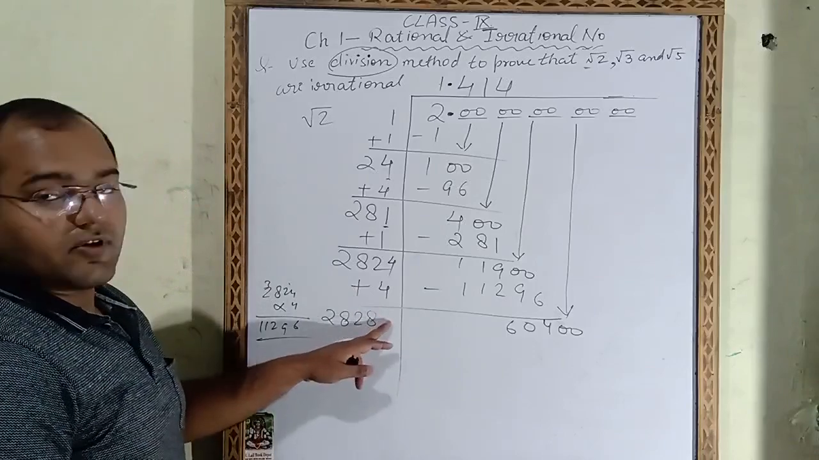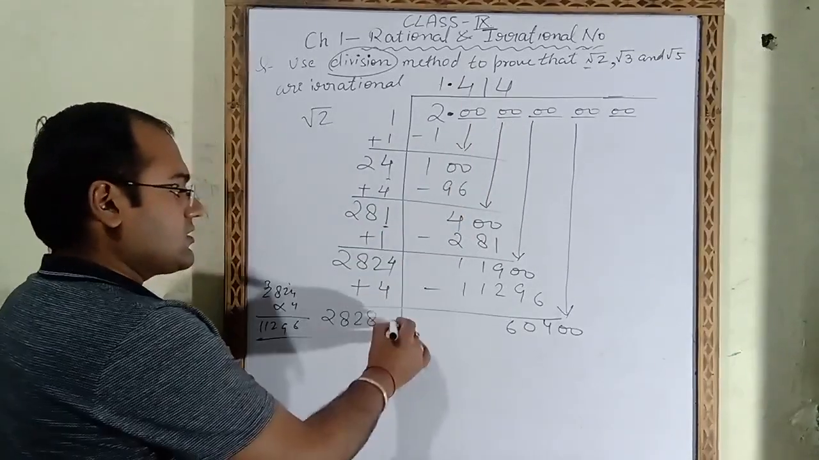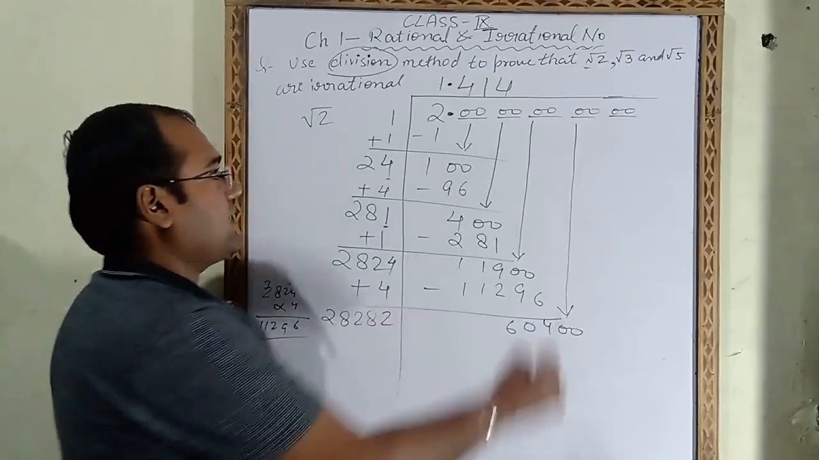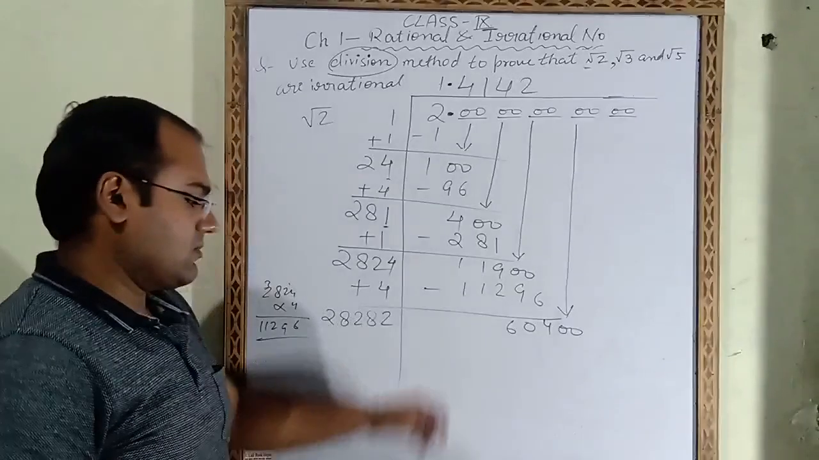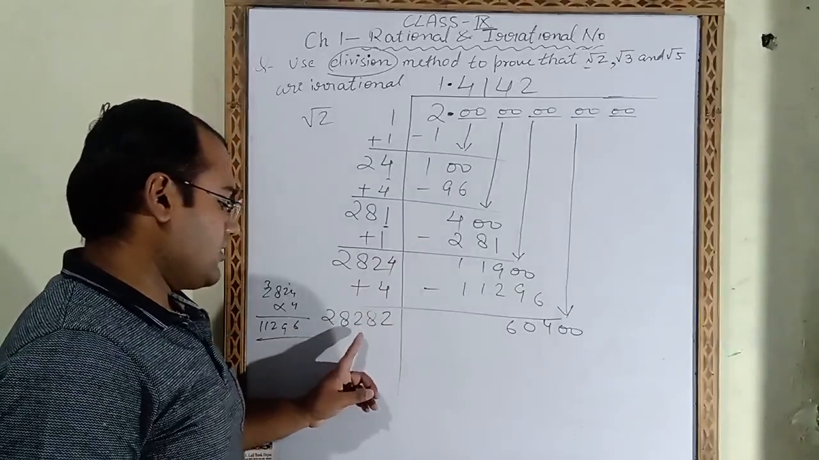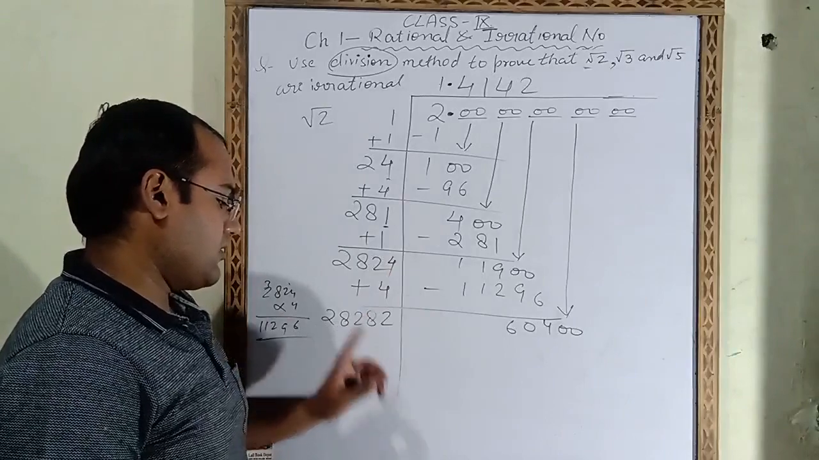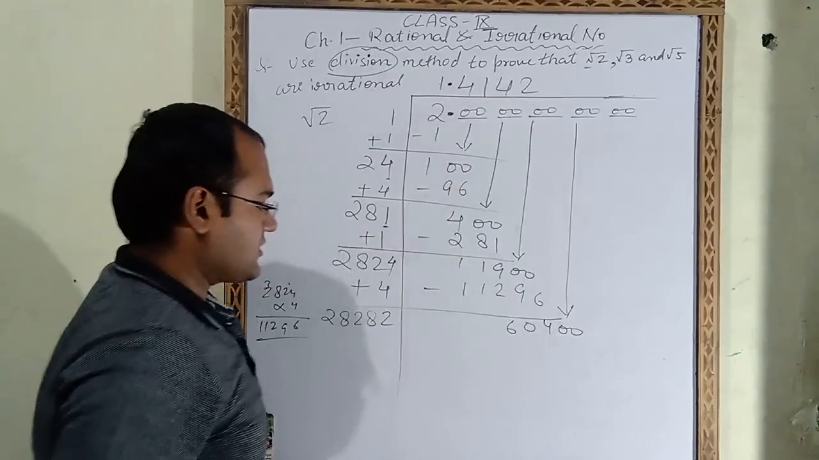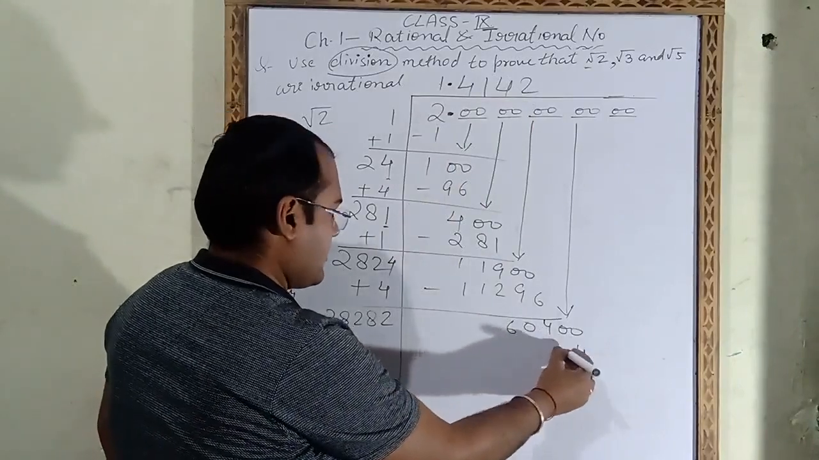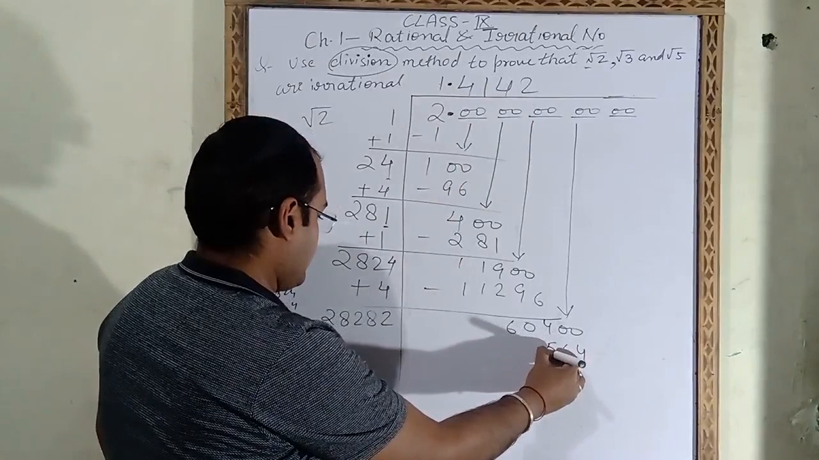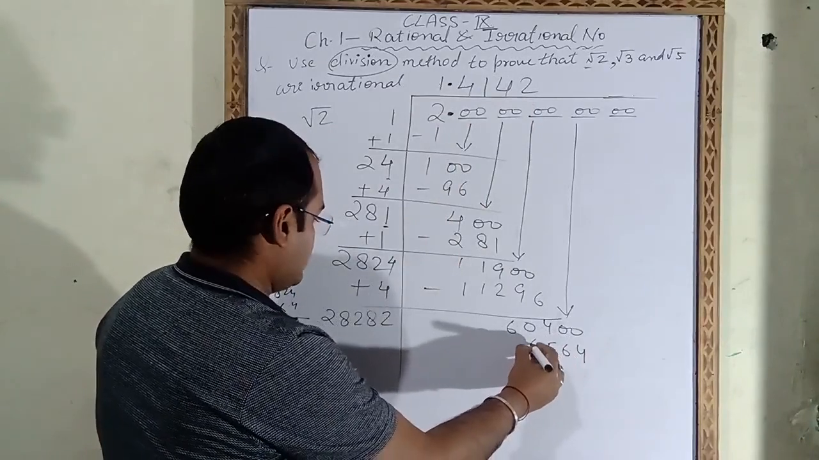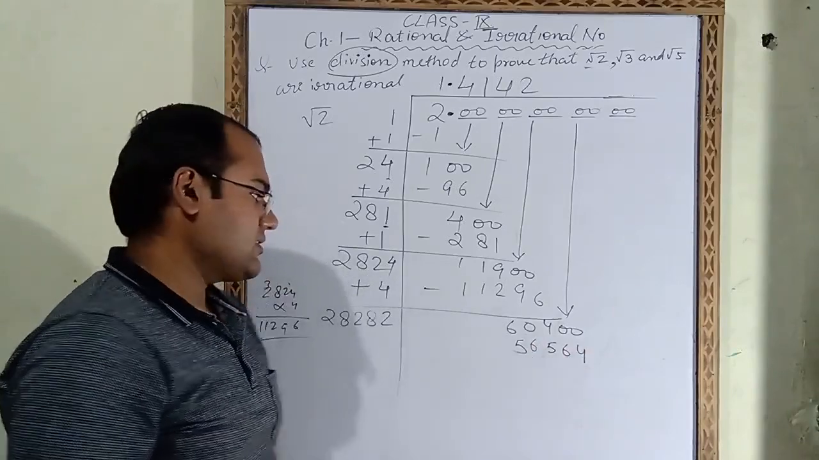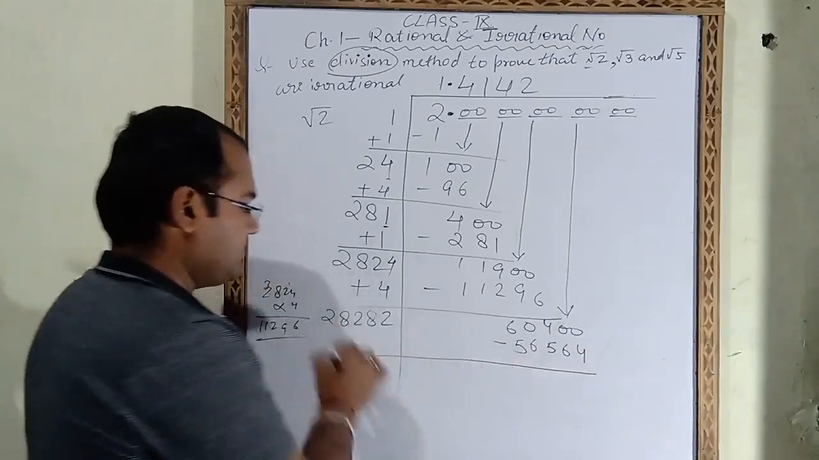Now the same number we have to take here also and here also. We will take 2 here. 28282. 2 we have taken here, so 2 we will take here also. So this will become 28282. When we multiply this 28282 with 2, the answer will be 56564. Now we will subtract it.